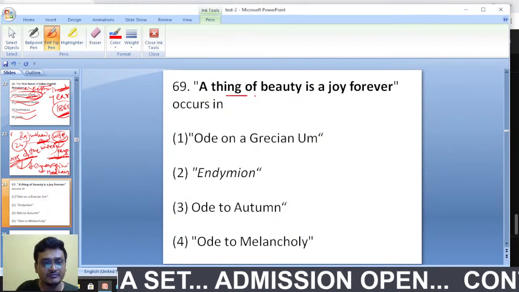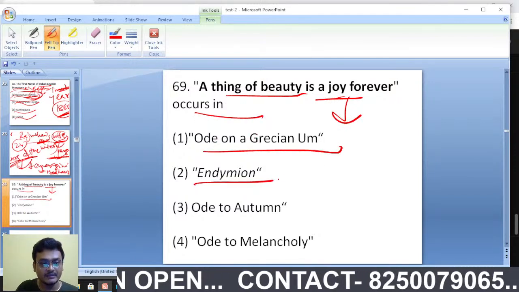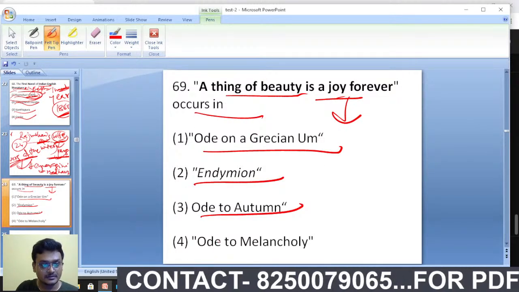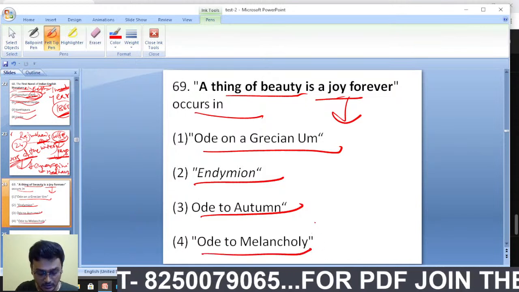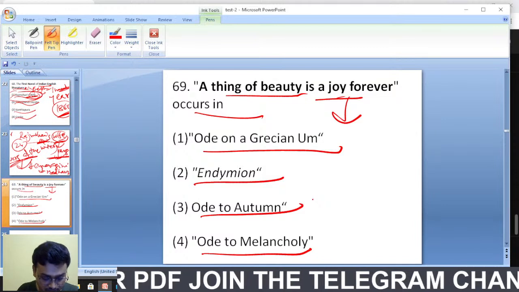Rajmohan's Wife. "A thing of beauty is a joy forever, that is everlasting." Occurs in Ode on a Grecian Urn, Endymion, Ode to Autumn, or Ode to Melancholy. Got it, everyone? Okay, 69 is on your screen here.